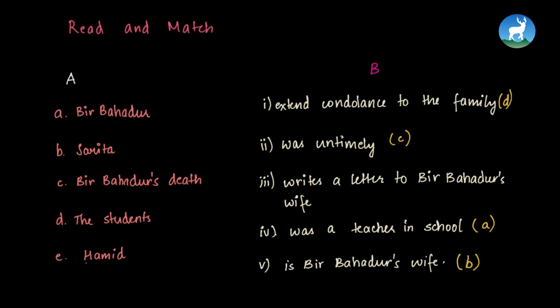And finally, Hamid writes a letter to Bir Bahadur's wife. This is correct because we know he has written a letter, a sympathy letter, and the portion of the letter is attached in the previous slide. Next, we will move towards stating whether the sentences given are true or false.